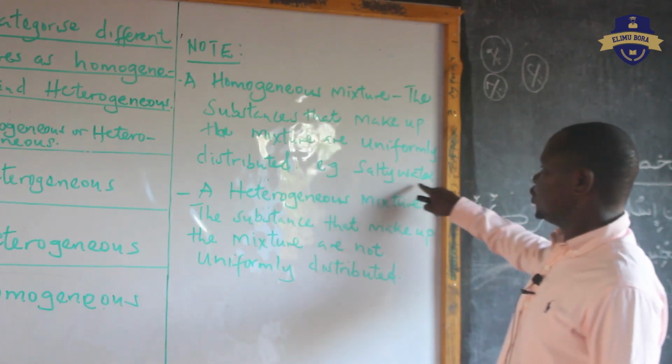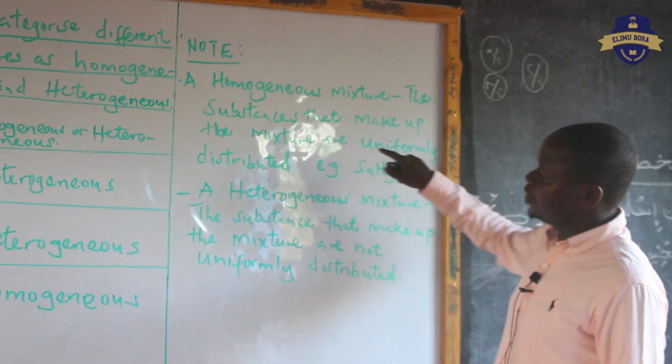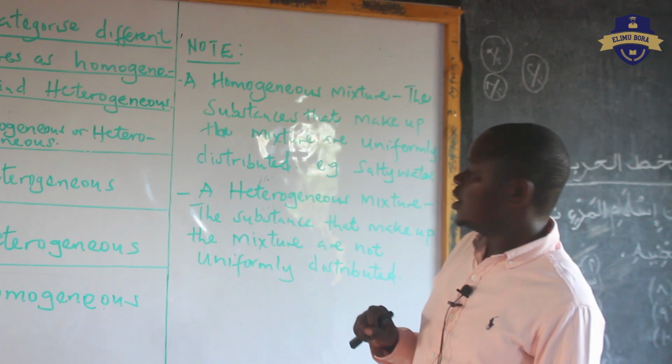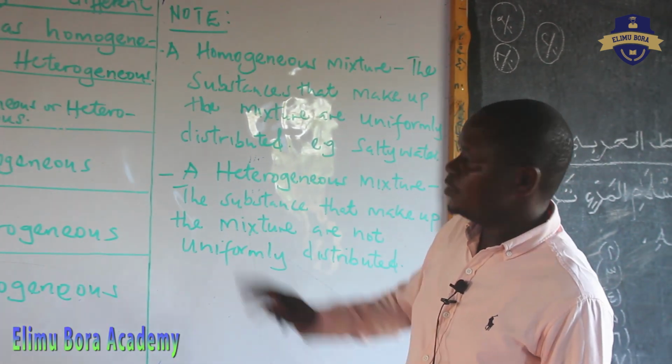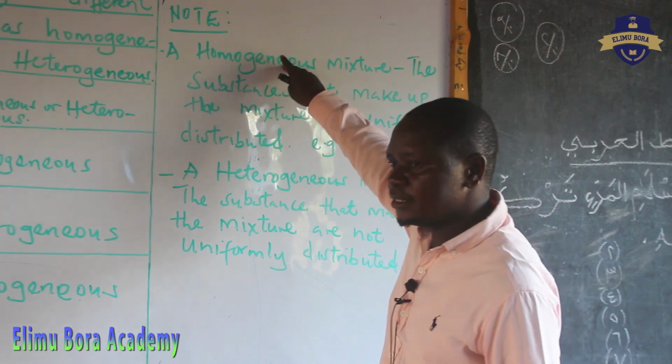Examples, we have what? Salt water. We can also have what? Sugar solution. Are we together? Those are examples of what? Homogeneous mixtures.